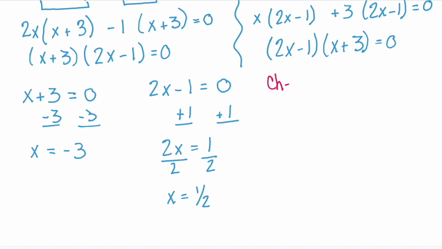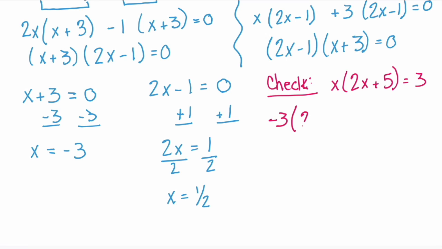And finally, when you have your answers, always check. And remember, you do the check using that original equation, which was x times 2x plus 5 equals 3. So first we'll check the negative 3. That would be negative 3 times 2 times negative 3 plus 5 equals 3.